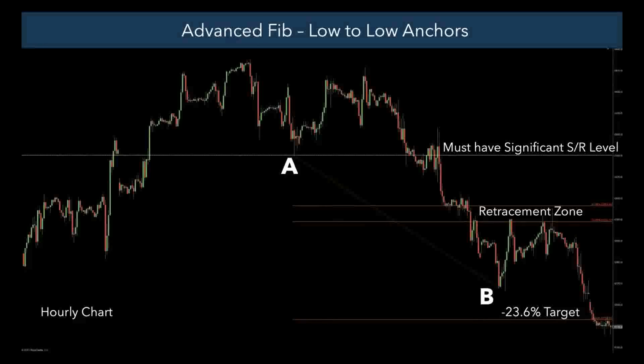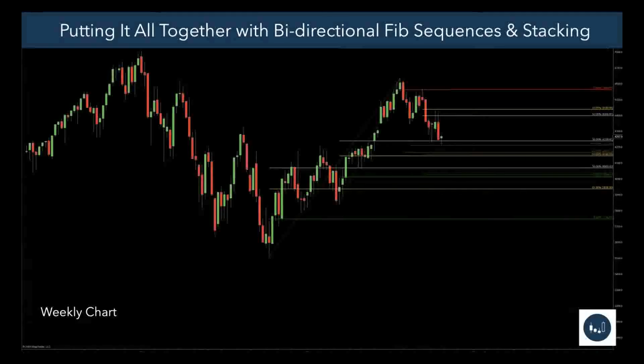So I want to start with the last couple of slides, putting it all together with bi-directional fib sequences and stacking. This screenshot's a little bit old, but you can see what's happened, the levels of interest that we had in here. In the last week, price drove down to that impulse fib when price went down to in the 41.22s, the little wick that's there, and just absolutely launched out of that area back to the upside.